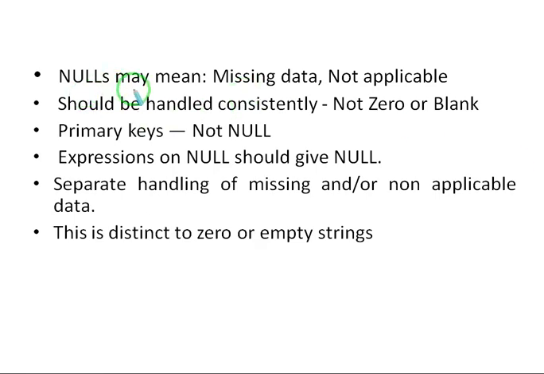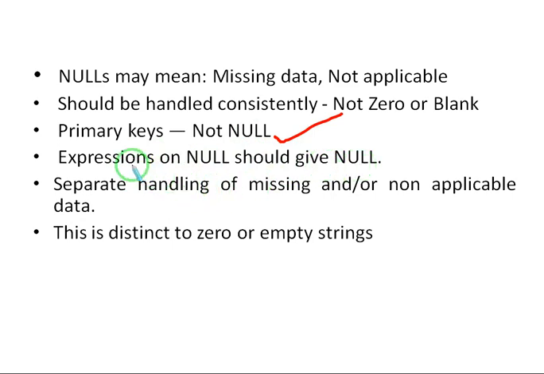So nulls may mean missing data and not applicable data. They should be handled consistently, not as zero or blank. So null is different from zero and blank. Okay. And there is one constraint for primary key and null value: your primary key never ever has a null value. So the primary key is not null in a relational database management system.